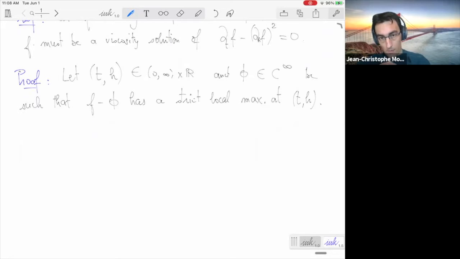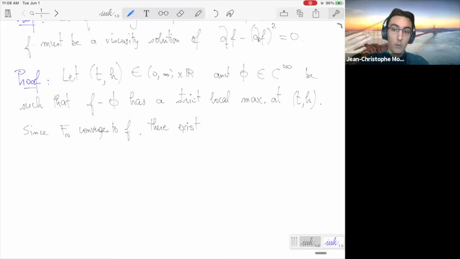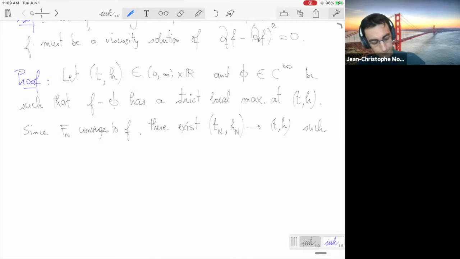Along this subsequence, the functions Fn converge to F. Since Fn converges to F, let me ignore the subsequence. This local maximum has some precursor for the functions Fn. So there exists (tn, hn) converging to (t, h) such that, at least for n sufficiently large, Fn minus phi has a local maximum at (tn, hn).